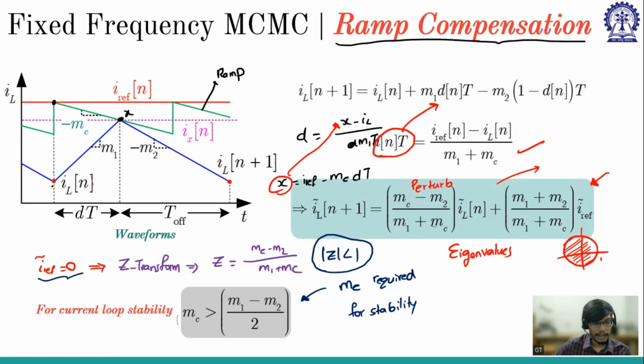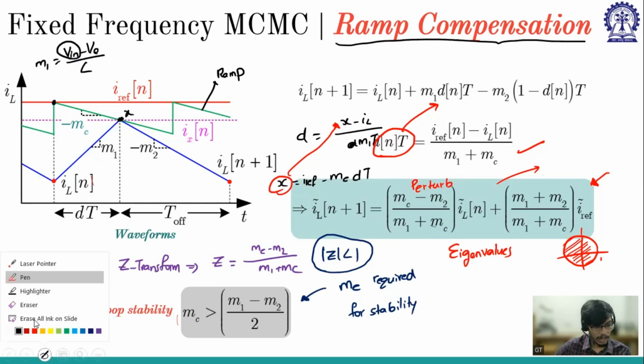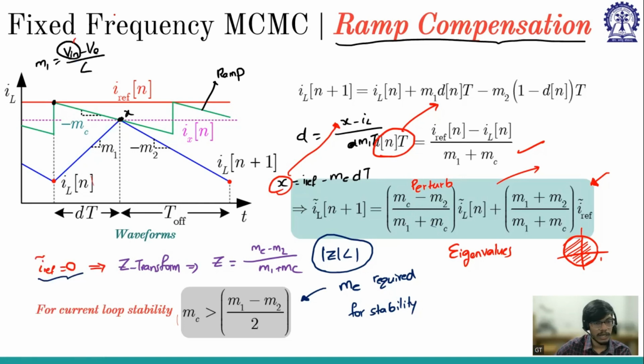Say M1. So IL, this M1 is V in minus V naught by L, right? Say I am changing V in. Say V in, it got reduced. Say V in is changed.